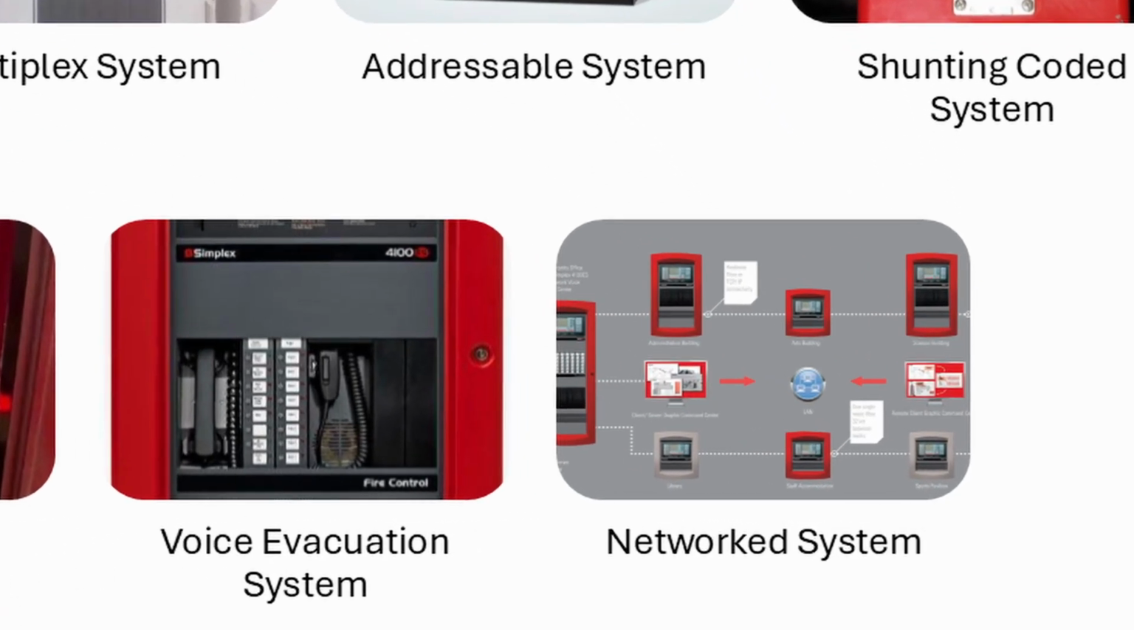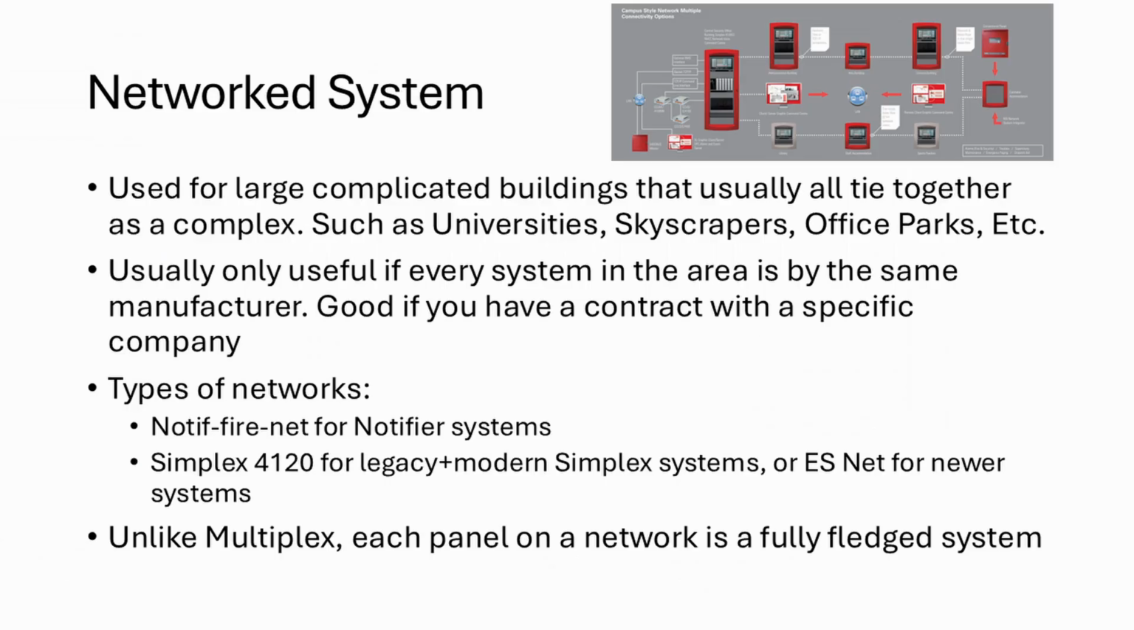And finally, we have the network system, which is used for large complicated buildings that usually all tie together, such as a complex. You see these in universities, skyscrapers, office parks, and the like. They're usually only useful if every system in the area is by the same manufacturer, especially if you have a good contract with them. The type of networks you can see are Notifier Net for notifier systems, Simplex 4120 for a mix of legacy and modern simplex systems, or ESNet if using exclusively newer systems.